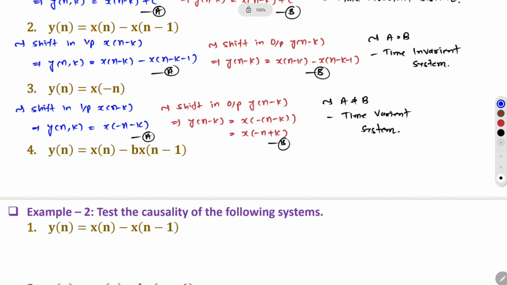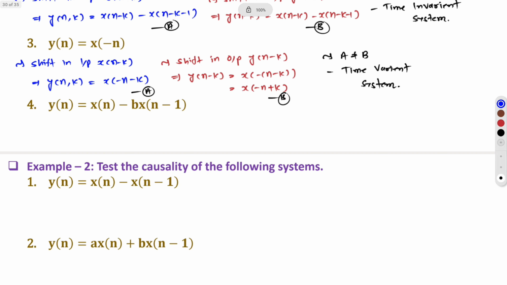Now the same thing I'll follow for the last problem. So here with system 4, we will provide a shift in input. So now the input will be x of n minus k. In that situation, the output will be y of n comma k.